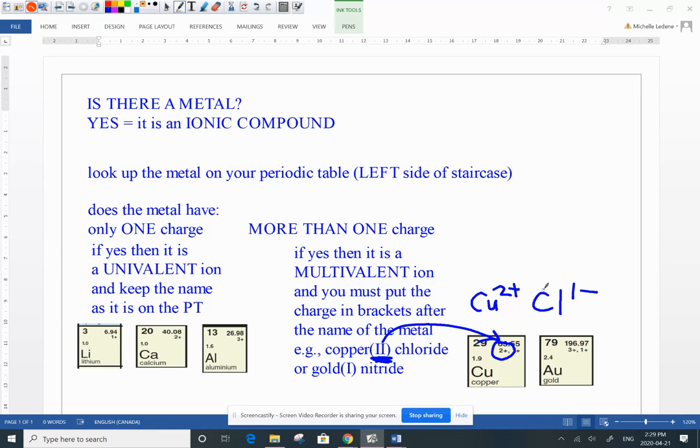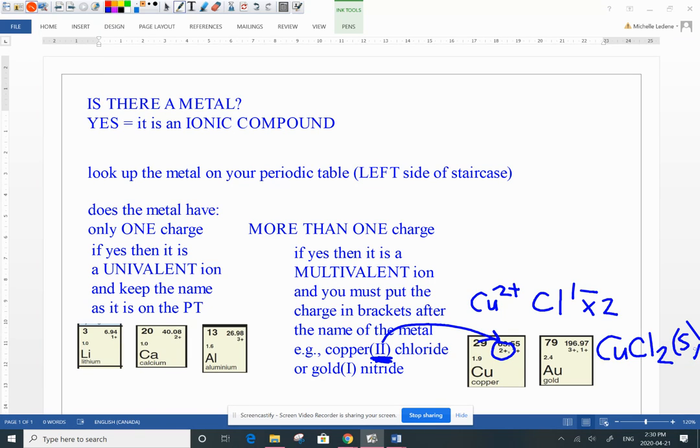So I've got a 2 positive, but a 1 negative. Well, that charge does not balance to 0. So I have to times this by 2. So my formula is going to be CuCl2, and make sure you add that state. This is an ionic compound. We write solid for the state.